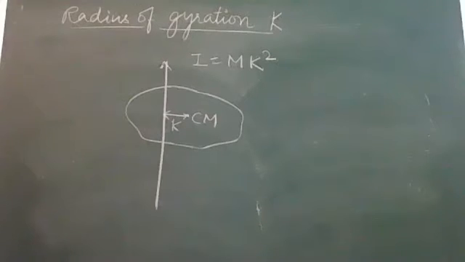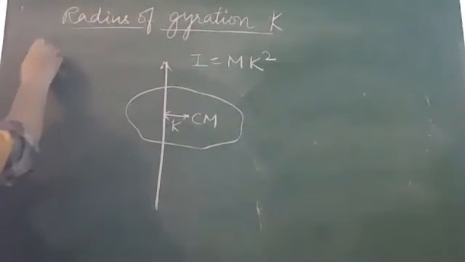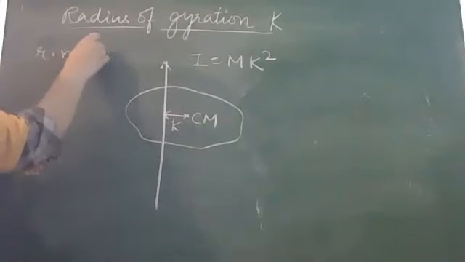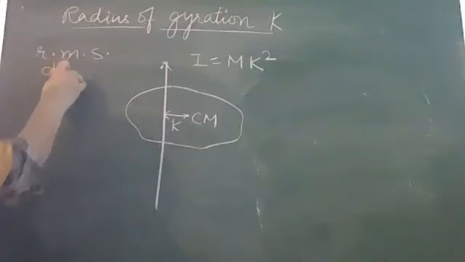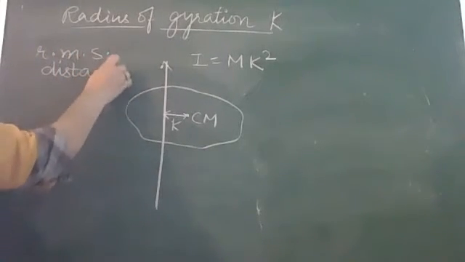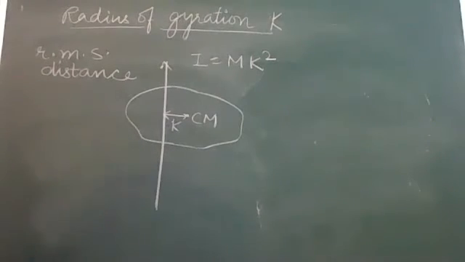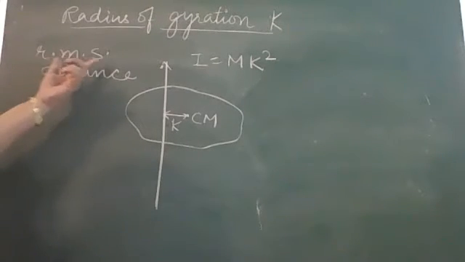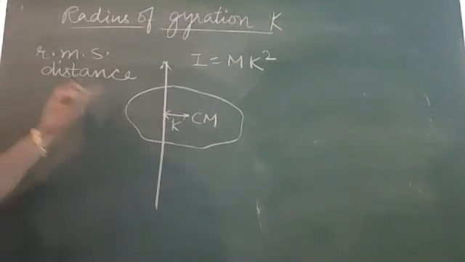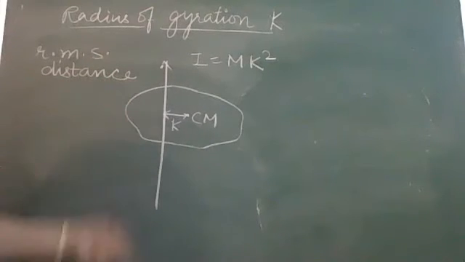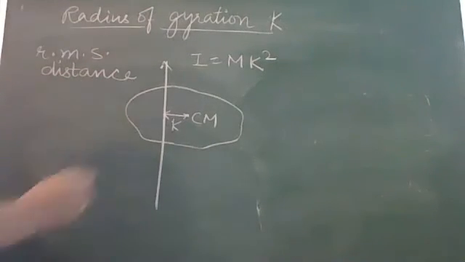Now write the second definition. According to this, it is root mean square distance, RMS distance. The full form of RMS is root mean square. So radius of gyration is also defined as the root mean square distance of all the particles from the axis of rotation. So let us see how we can write.